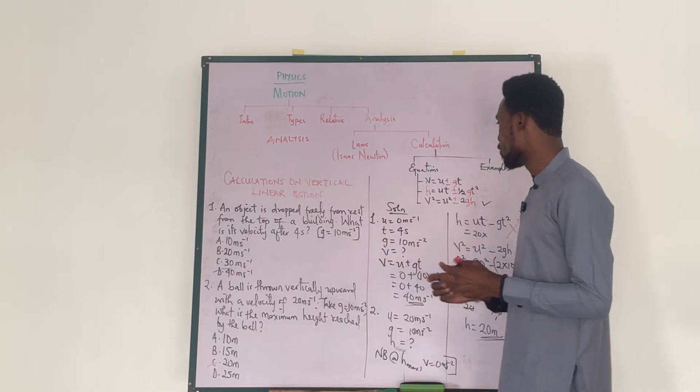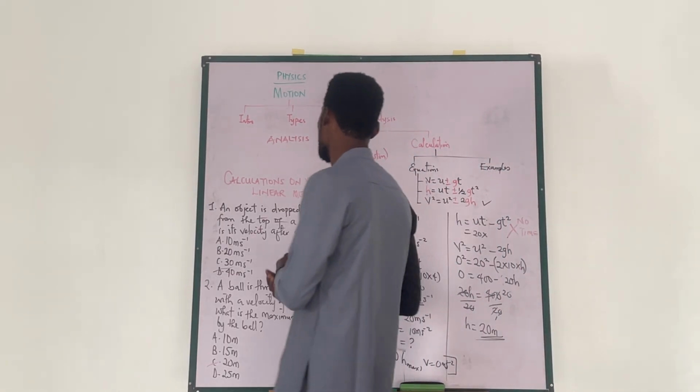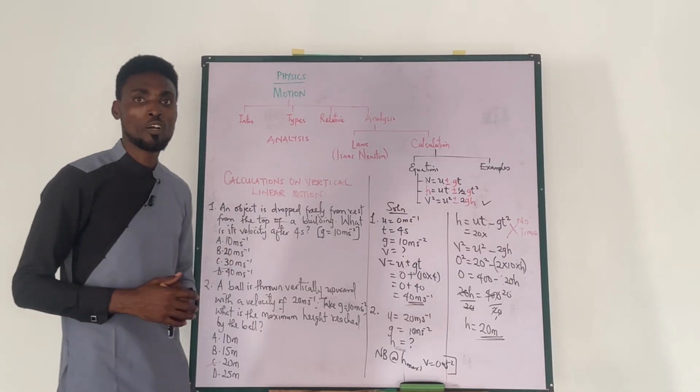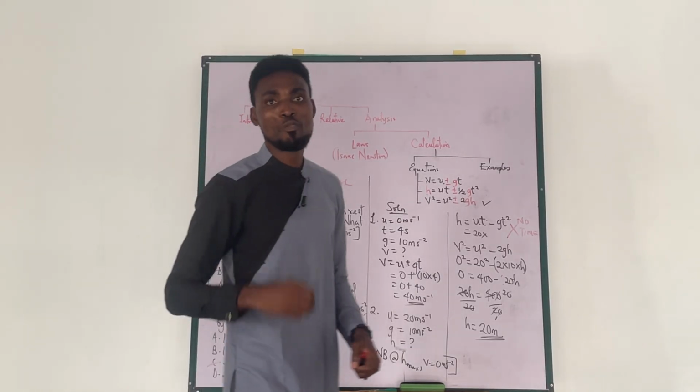So I believe we now understand the difference between the vertical linear motion and the horizontal linear motion. Promise made, promise kept.